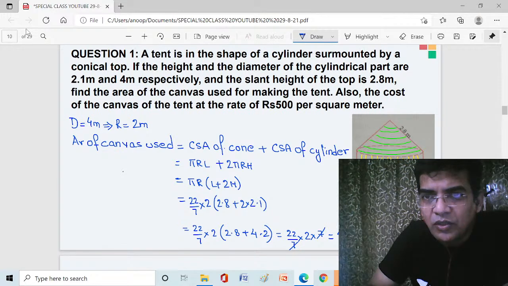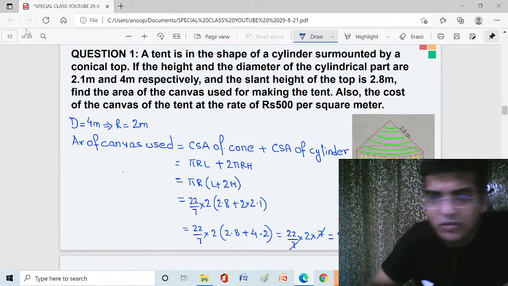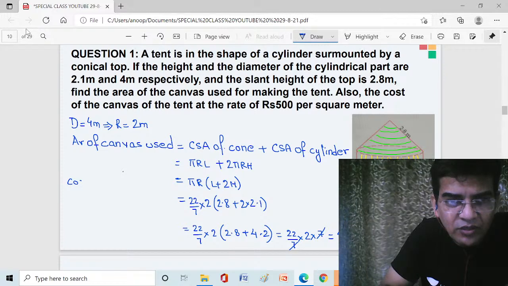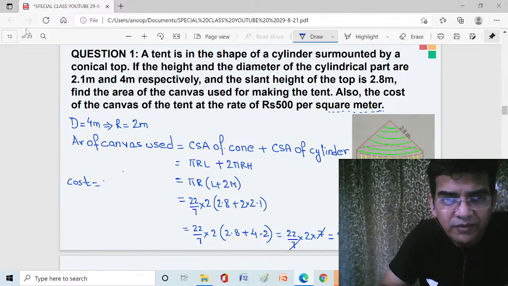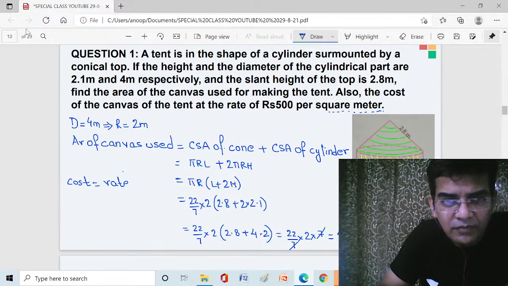Also find the cost of the canvas at the rate of rupees 500. Now we have to find the cost also. So here I am finding the cost this side, and I am writing the formula for the cost. As you can see, cost is given as 500 per square meter, and square meter is the unit of area. So the cost formula will be rate into area, right? So how much is the rate over here? Rate is 500.